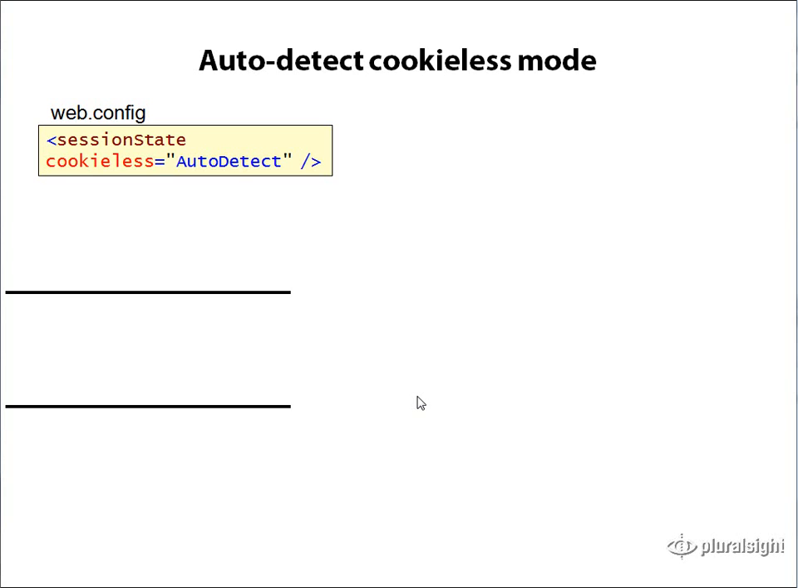But most of the time, that's not the issue. The issue is whether the client has them enabled or not inside of the browser. And that's not something that's conveyed as part of the HTTP request. So the best you can do is actually try to set a cookie and see if it worked or not. And that's exactly what ASP.NET will do for you if you set the cookieless mode to auto-detect.